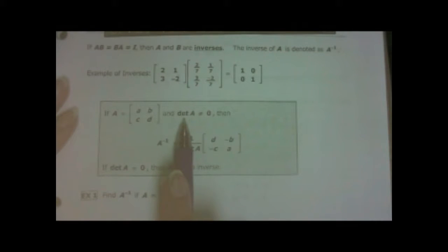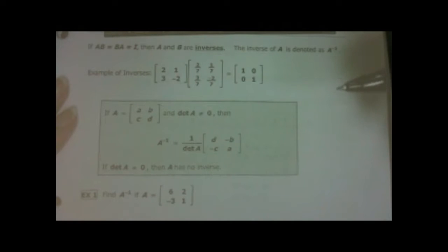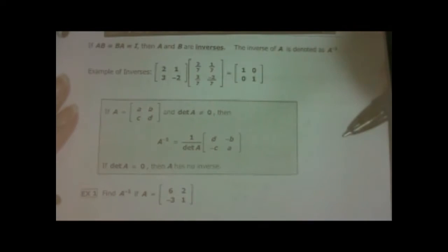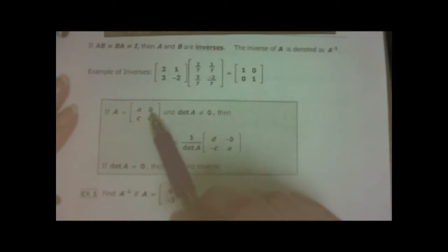And the determinant of A is not equal to 0, then A inverse equals 1 over the determinant of A times, and we're going to mix up the members a minute. We're going to take these two members and switch them. So not A and D, but D and A. With these two members, we're not going to switch them up, but we are going to change both of their signs. So -B and -C. Alright, that's how we're going to find the inverse of a matrix.